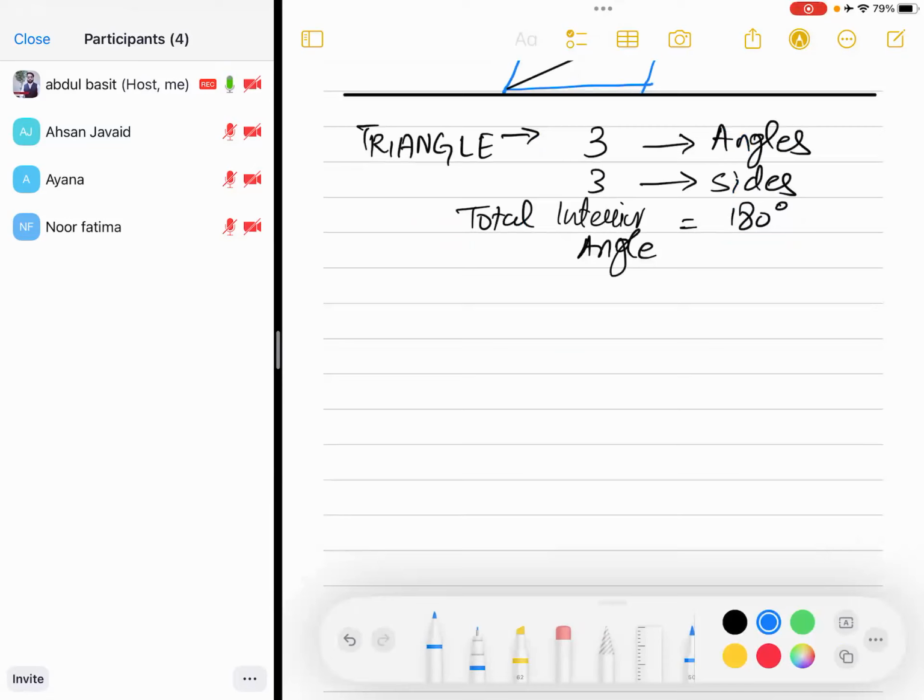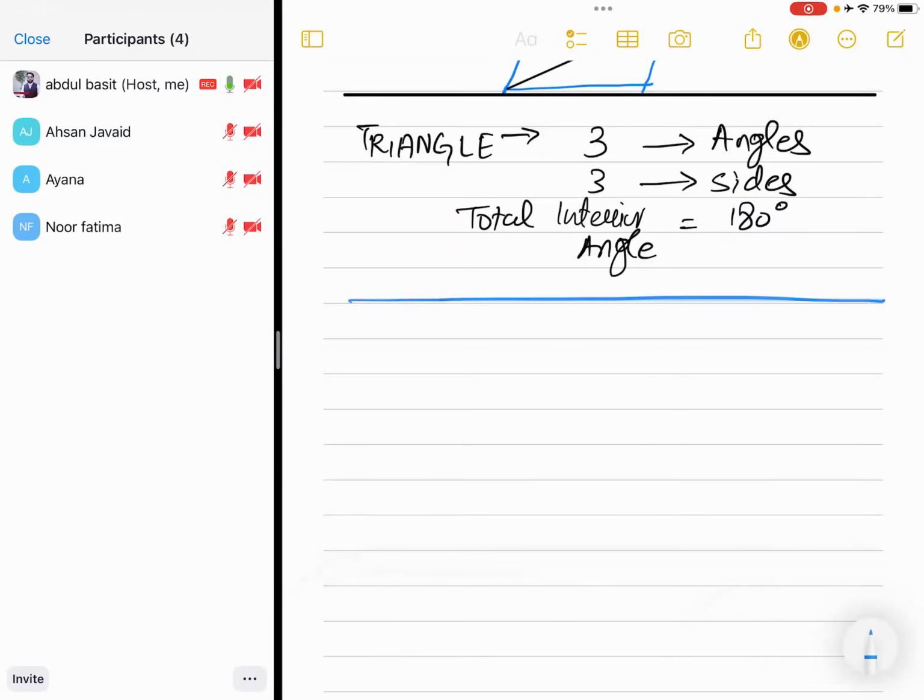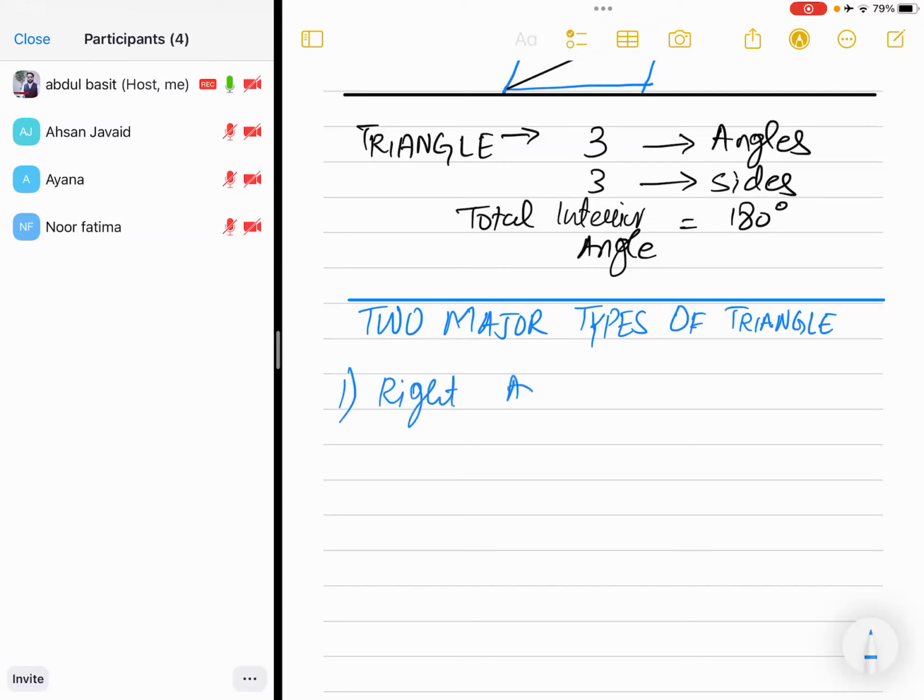So the two major types of triangle are, the first one is a right angle triangle. First one is what? Right angled triangle.